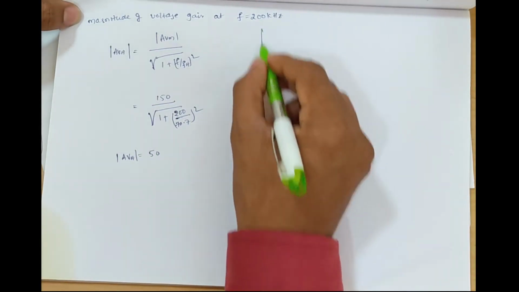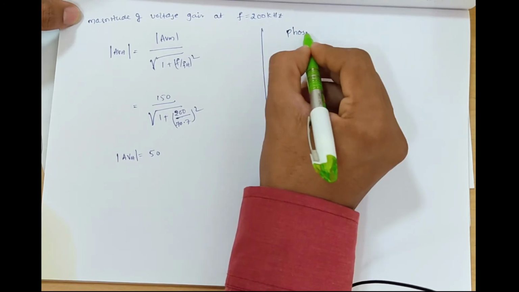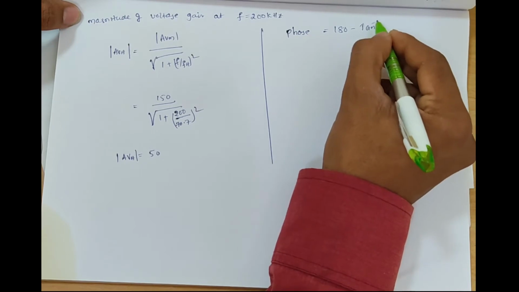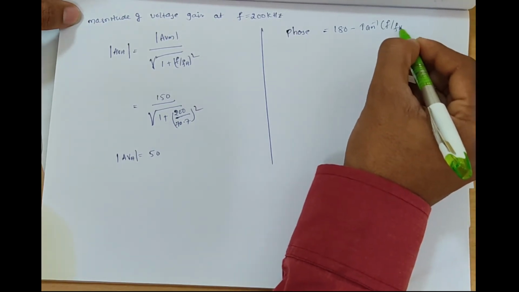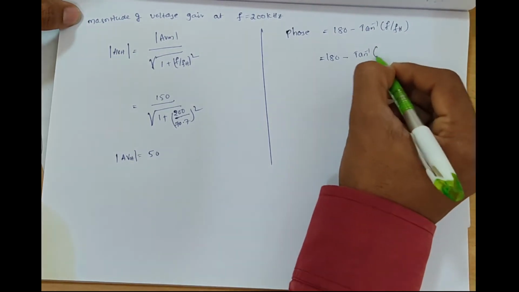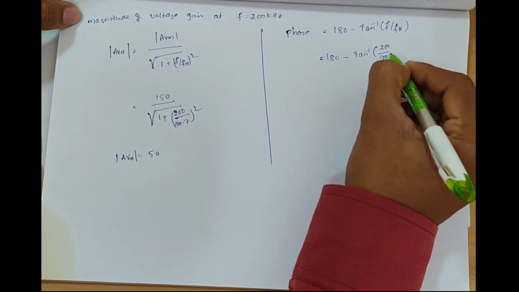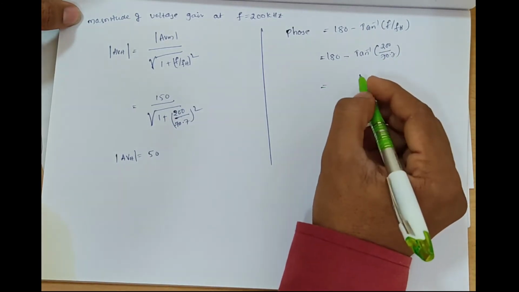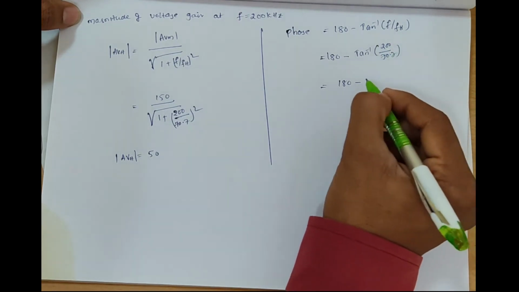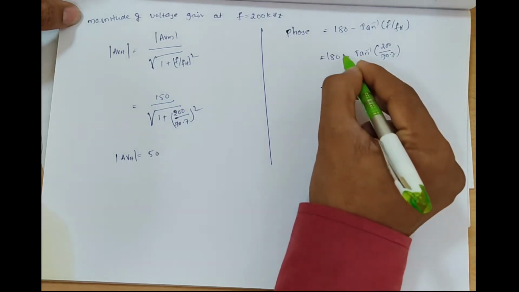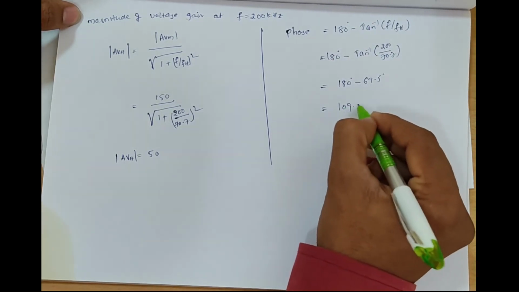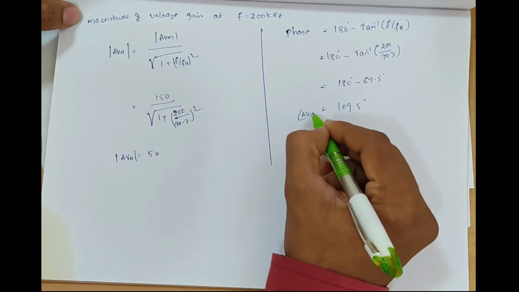Similarly, we can calculate the phase value. Phase equals 180 degrees minus tan inverse of F by FH, which is 180 degrees minus tan inverse of 200 by 70.7. You will get 180 minus this value, where this value is 69.5 degrees. So phase equals 109.5 degrees for AVH.